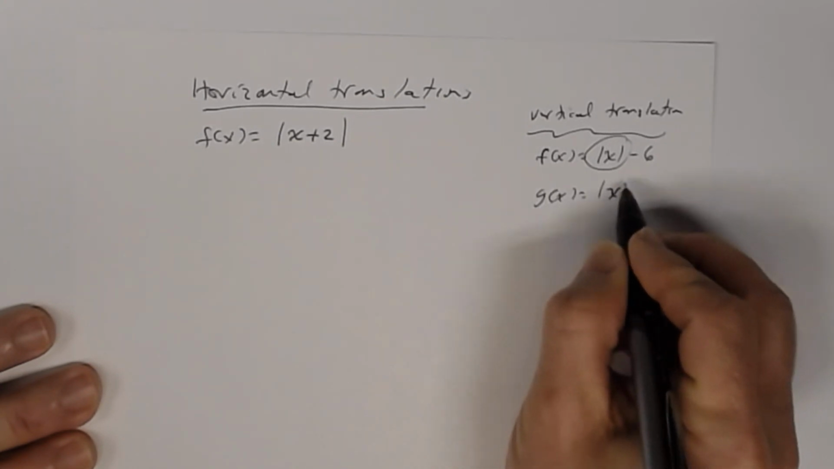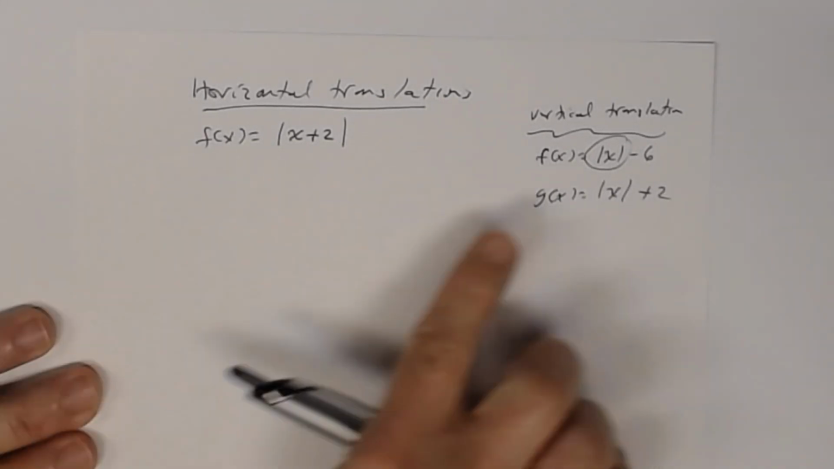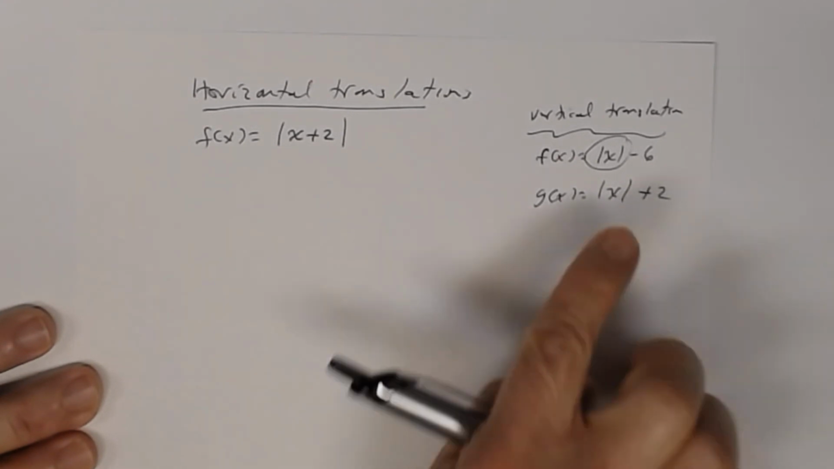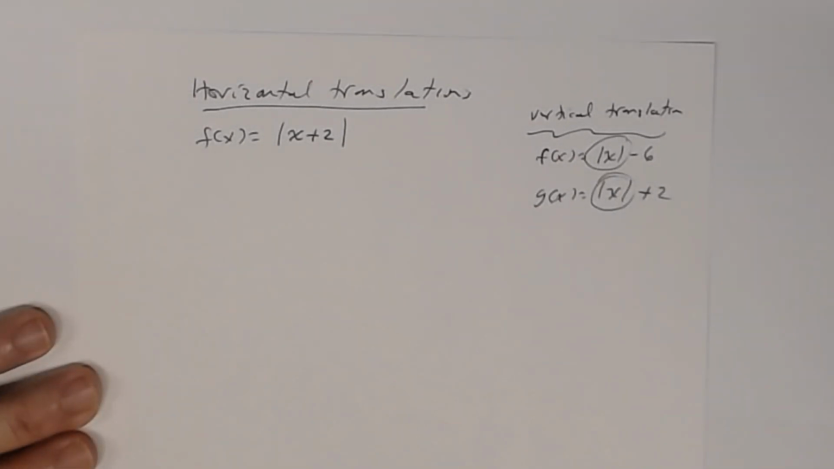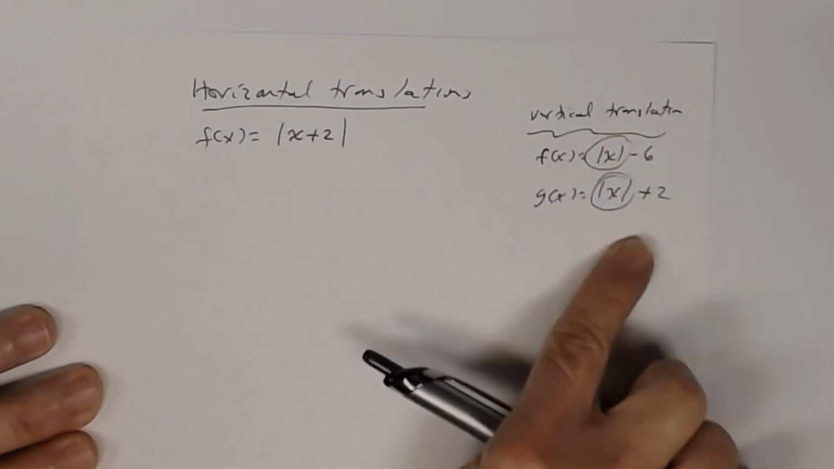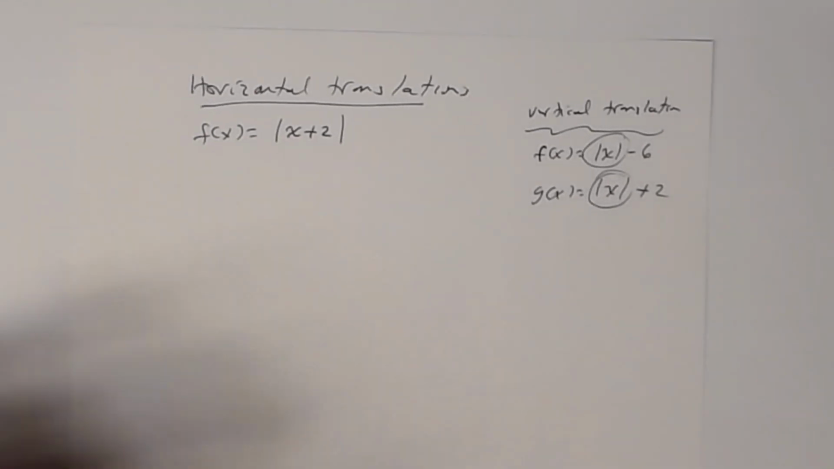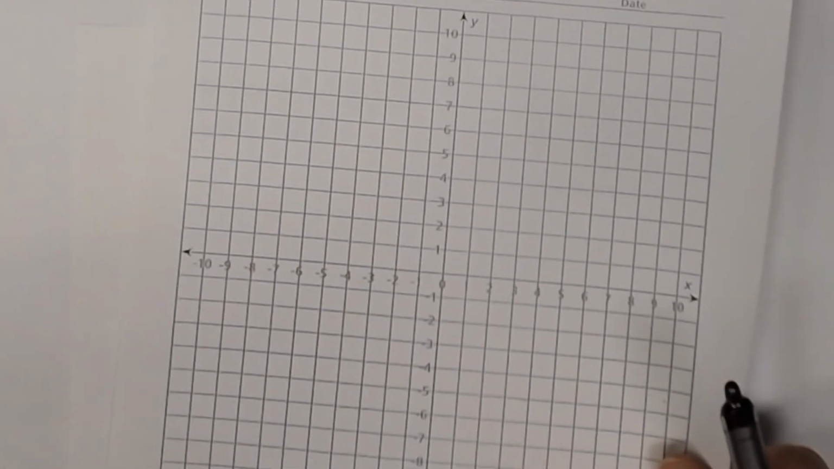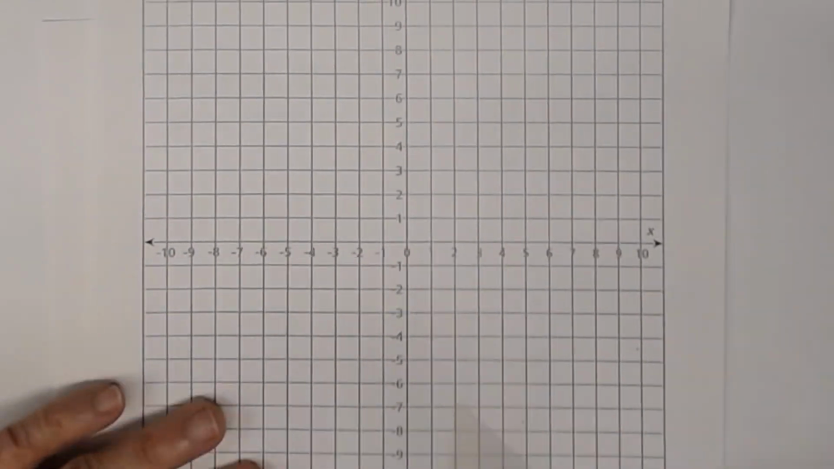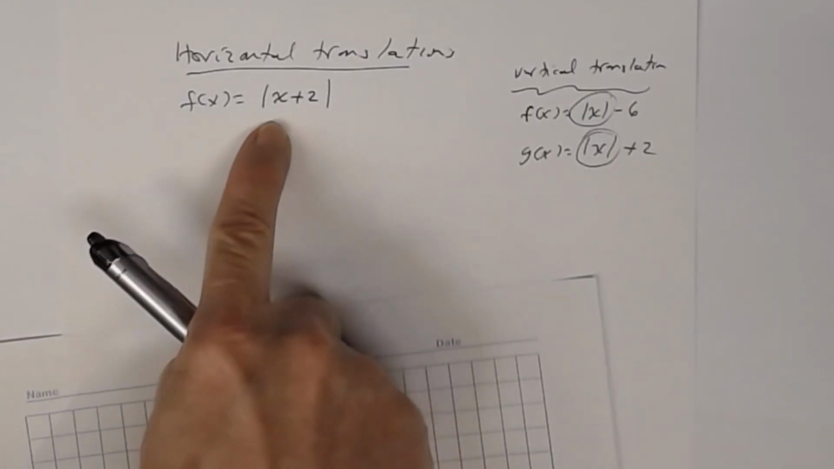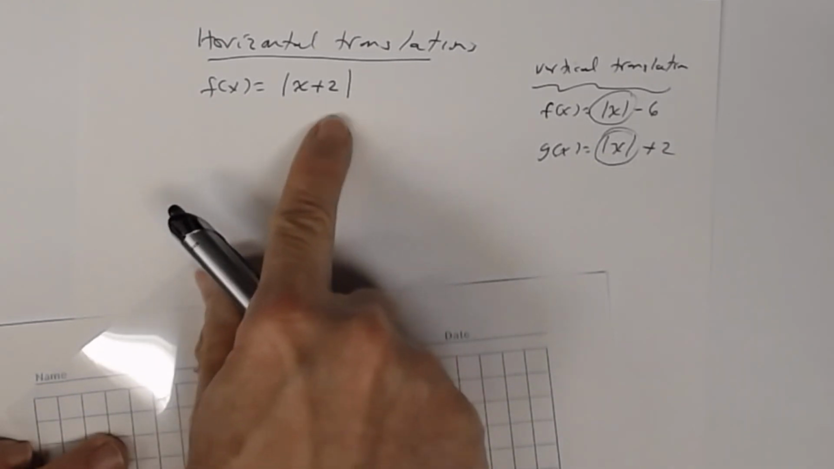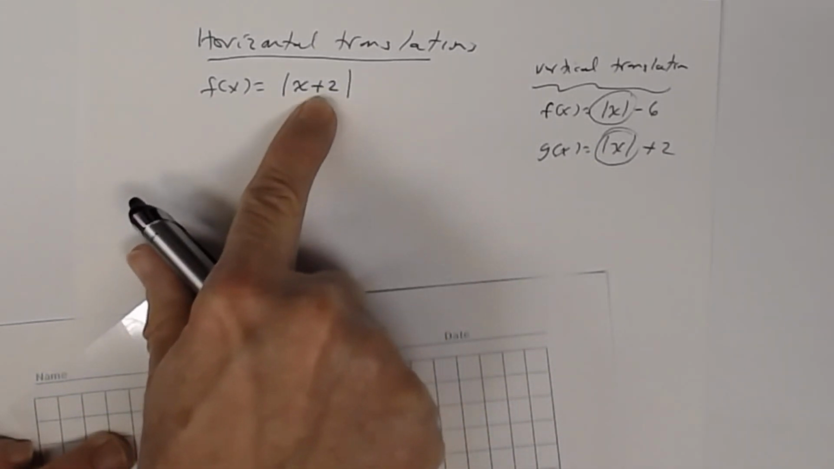This is vertical. Where's the plus 2? It's on the outside of the parent function. If it's on the outside, it's vertical. If it's on the inside, it's horizontal. Now, here's where students mess up. So we're looking at this one, right? Whenever you see that, you know that's horizontal because the number is on the inside of the parent function.